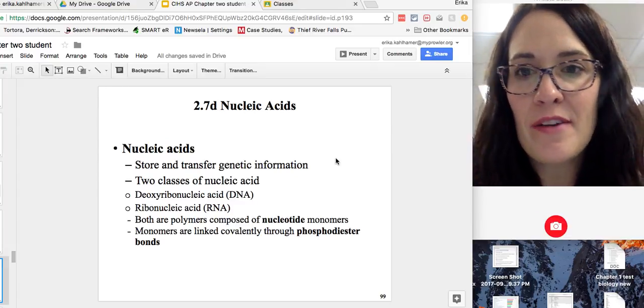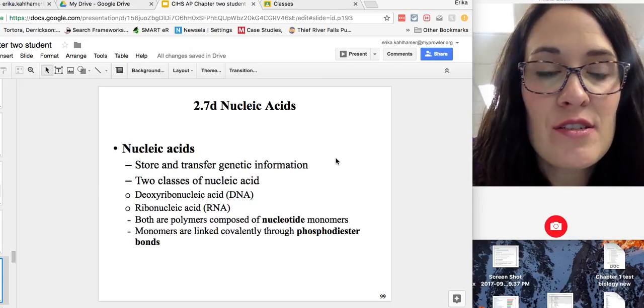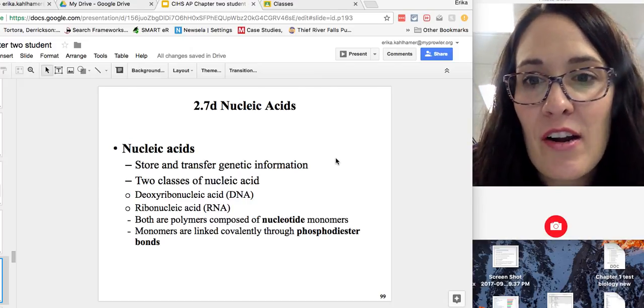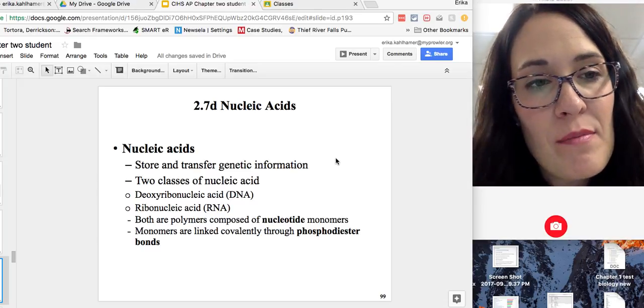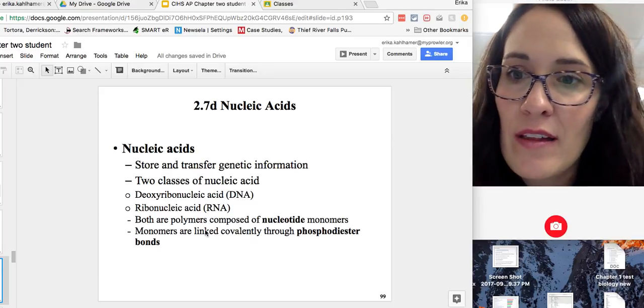So this is part 3 about nucleic acids and macromolecules. Nucleic acids store genetic information, transfer it, and there's two types, DNA and RNA. They're both made by nucleotides, which we'll talk about the parts, and they're linked together through covalent bonds.